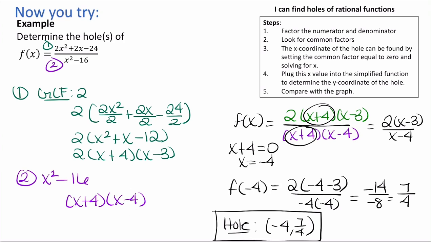When you plug the factors back in, you notice that we have a common factor of x plus 4. So we can set that equal to 0. That gives us the x-coordinate of the hole, which is negative 4. Once we have the simplified function, we plug in negative 4, and that gives us a y-coordinate of 7 over 4. So the hole will be at negative 4, 7 over 4.